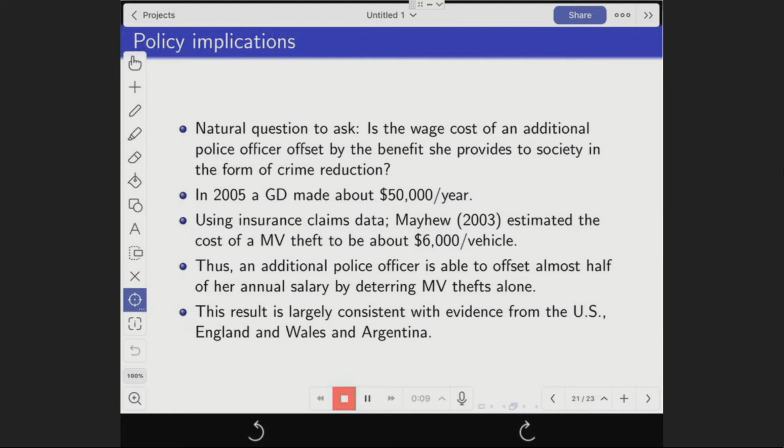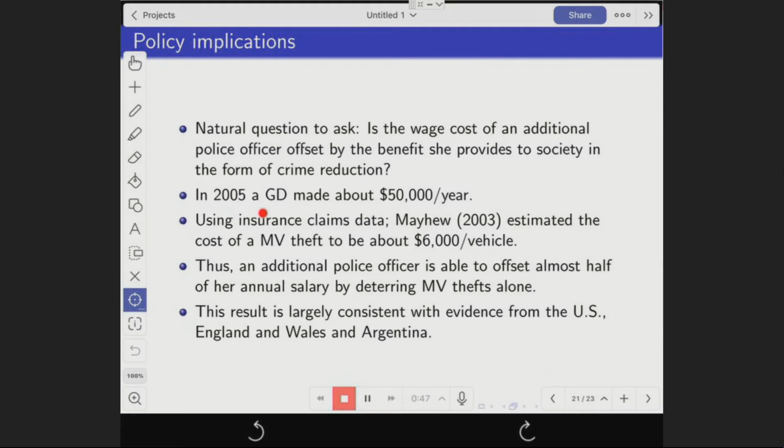And so the starting point for that question is: is the wage cost of an additional police officer offset by the benefits she provides to society in the form of crime reduction? Usually this is a really difficult question to answer because estimating the effect on crime is tricky. If there's an effect on arrests, then maybe you have to weigh in the fact that they're locking more people up, and if a prisoner goes in, that becomes difficult because they're incarcerated and we have to pay for that as well. But since there's no effect on the arrest rate, and we know that crime is going down, we can take a stab at it.